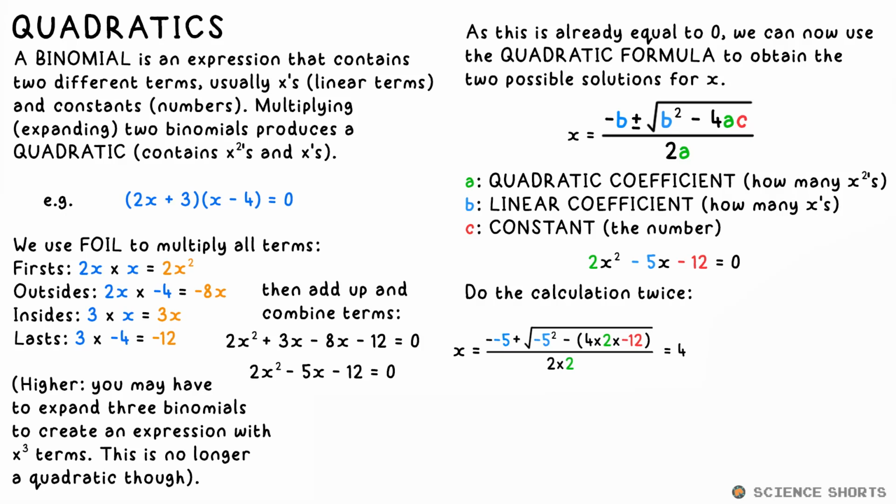You will need to do the calculation twice to find both solutions, once with adding and again with subtracting. Popping those into a calculator, we find that x can be 4 and minus 1.5. The quadratic formula can be used whenever you have expanded equations that contain x squareds, x's, and a unit, even if it's not a result from you multiplying binomials.